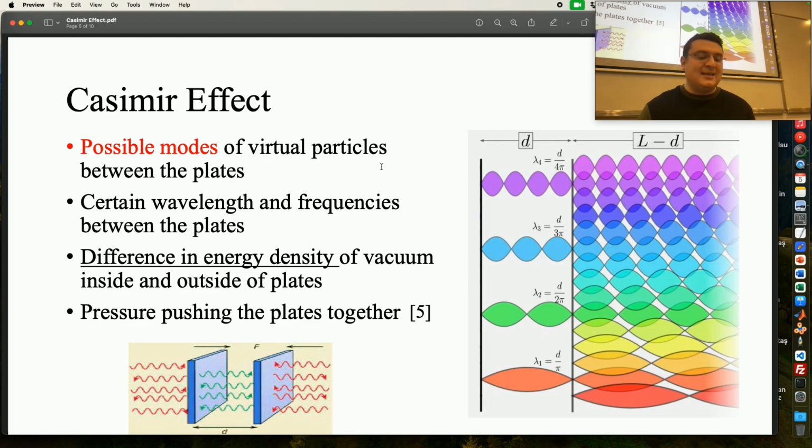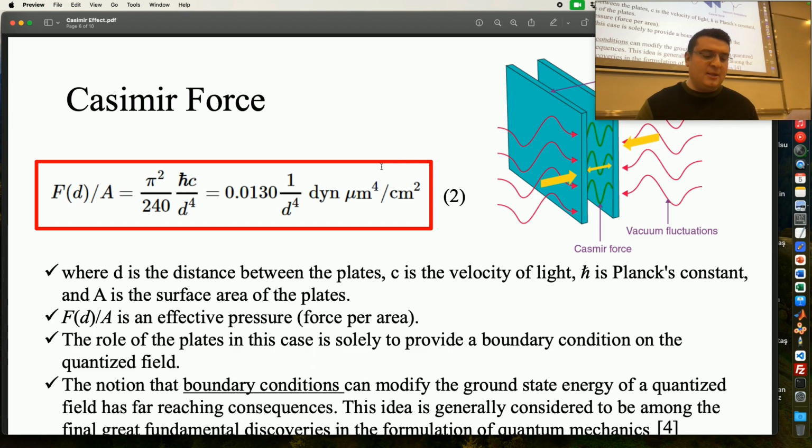And the net result is that there is a slightly higher energy density outside the plates compared to the space between them. This energy imbalance creates a pressure pushing the plates together. In other words, the Casimir effect generates an attractive force between the plates, causing them to draw toward each other. The magnitude of the Casimir force depends on several factors, including the distance between the plates and the geometry of the objects involved. The force is generally stronger for smaller distances and larger surface areas of the plates.